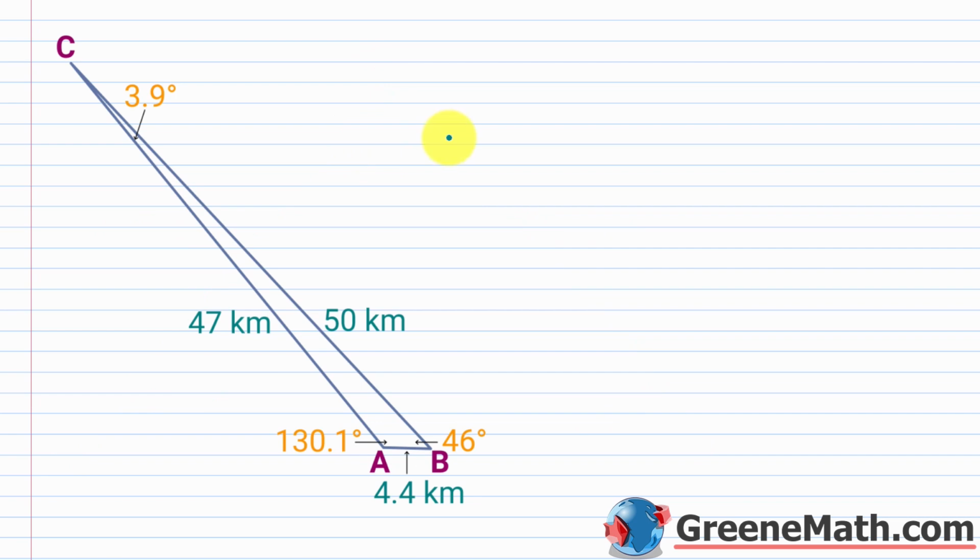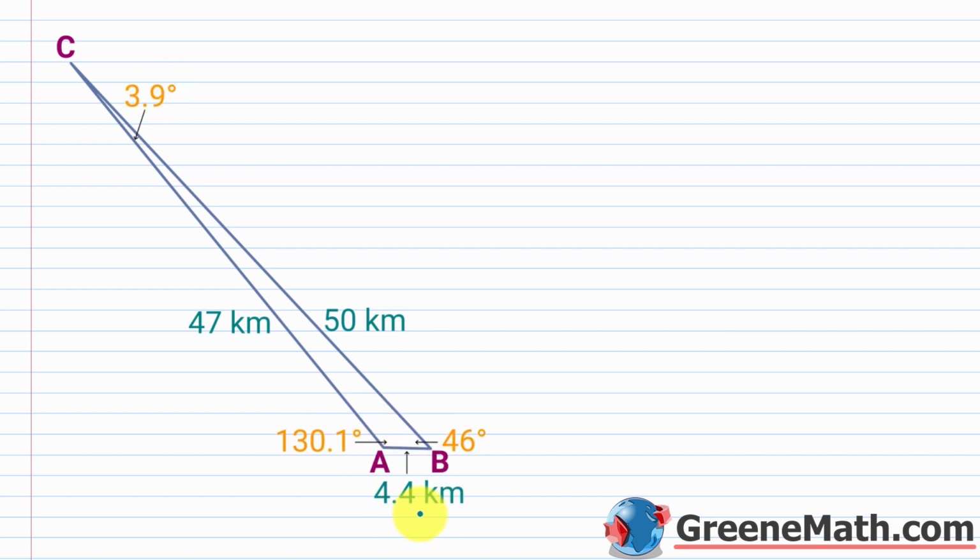put the two together. Okay, so for this one, we know that we had an angle of 46 degrees. This was your B. And then you had an angle of 130.1 degrees. This was your A. So we figured that out already. So to get this angle here, which is 3.9 degrees, again, all you have to do is 180 degrees minus 46 degrees minus 130.1 degrees. That's going to give you that 3.9 degrees.